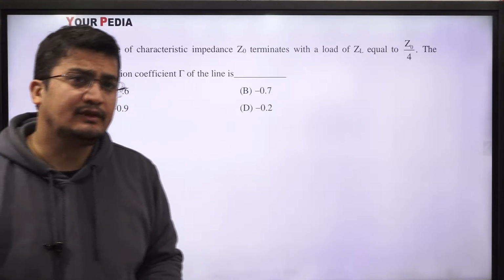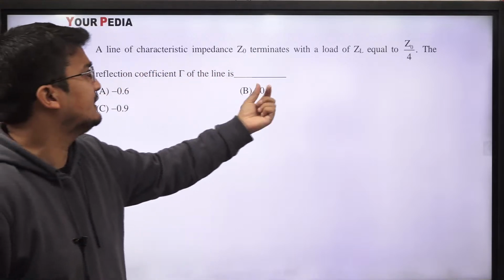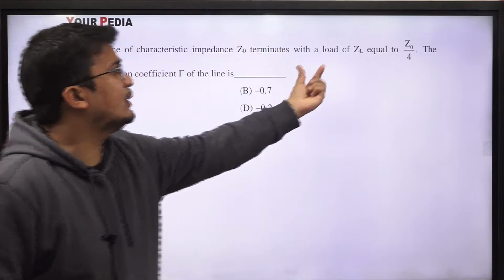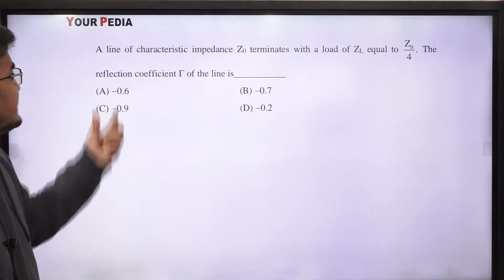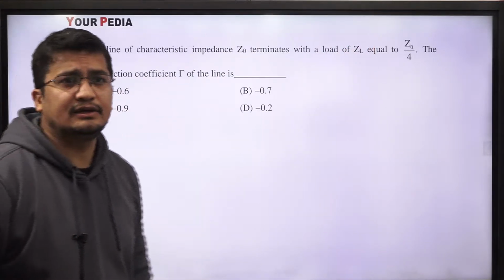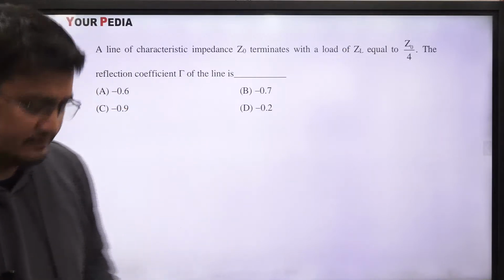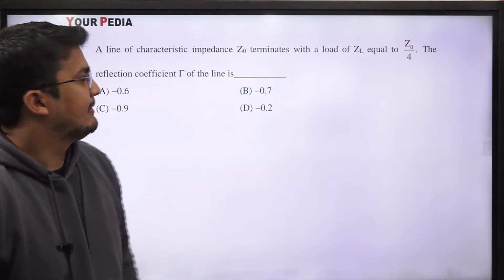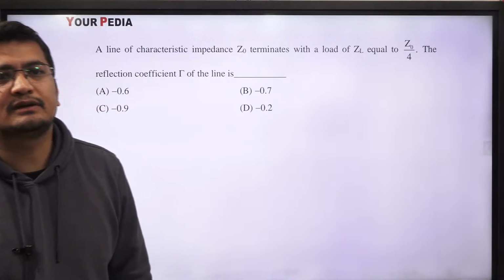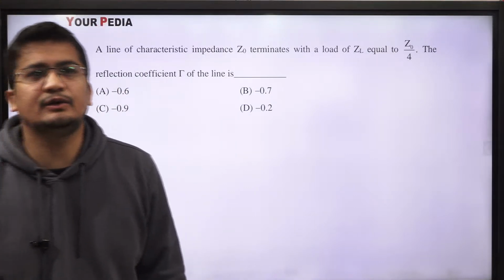Okay, so you can see the question written: a line of characteristic impedance Z0 terminates with a load ZL, load impedance equal to Z0 by 4. Then the reflection coefficient of the line is, you have the 4 options, please go ahead. There is one person, Mr. Cool Bro, 0.2 is not the answer. Yes, Mr. Anirudh, A is the right answer.